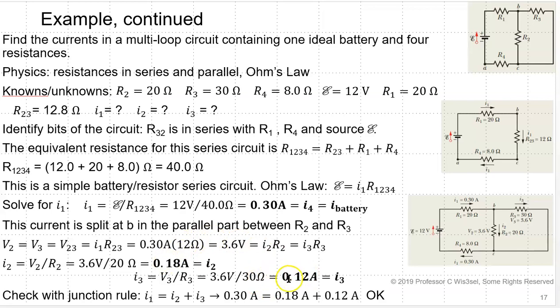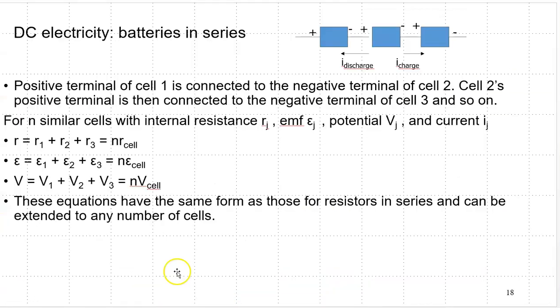And if you add the 2 currents up, you wind up with a current I1. So that checks out okay. You should always do checks like this. Okay, now how do batteries work in series and parallel?